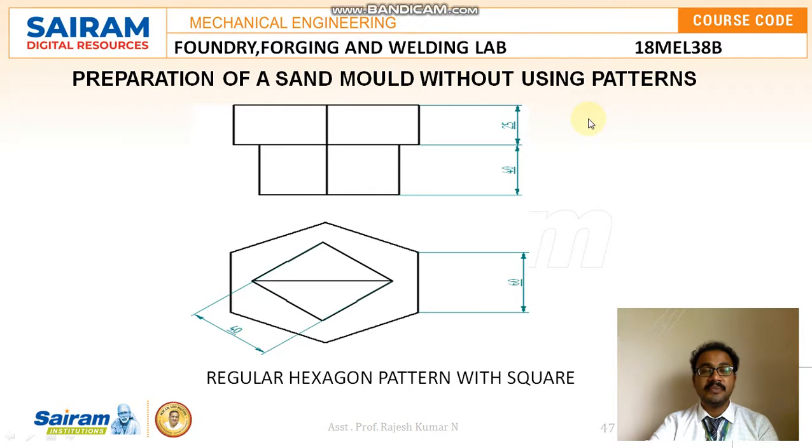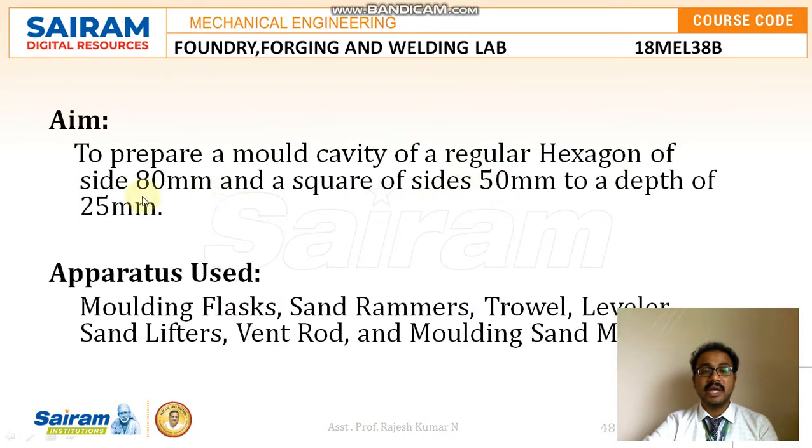And next one is the preparation of the sand mold without using a pattern. So this is quite interesting compared to the previous cases, where a regular hexagon with a square, we are able to see this and the dimensions are shown here. So the aim is to prepare a mold cavity of a regular hexagon of side 80 mm and a square of size 50 mm with a depth of 25 mm. We will see how it is done without patterns.